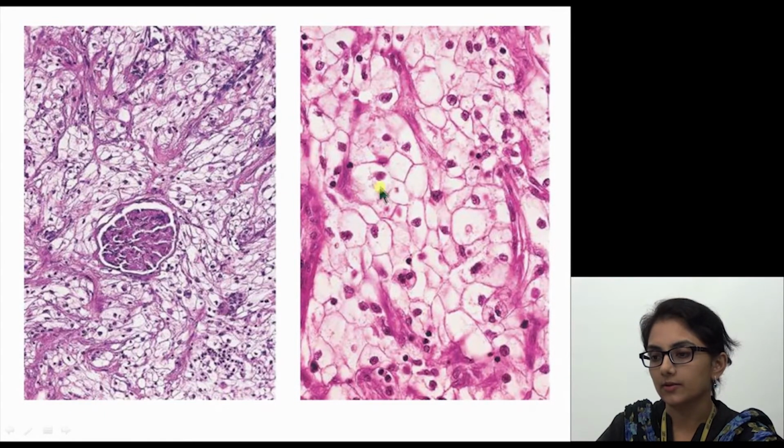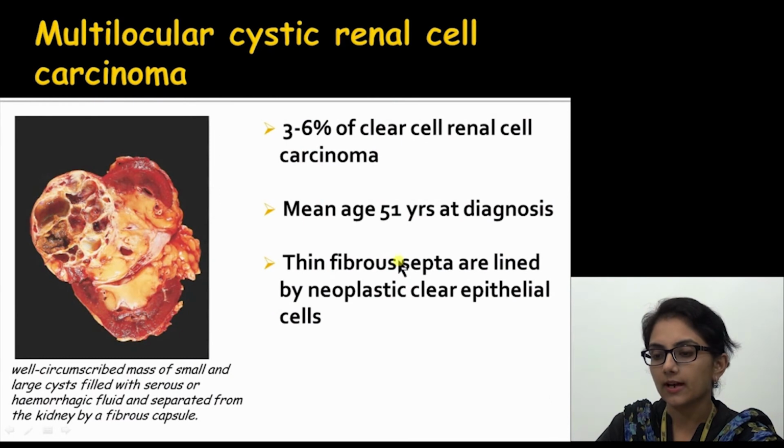the centrally placed nuclei. In 3 to 6% of patients you can have extensive cystic change, and this is known as multilocular cystic RCC. This tends to occur at the similar age at which RCCs present, and all we see are these thin fibrous septae lining these cysts, and these septae are lined by the neoplastic clear epithelial cells and may sometimes be missed.